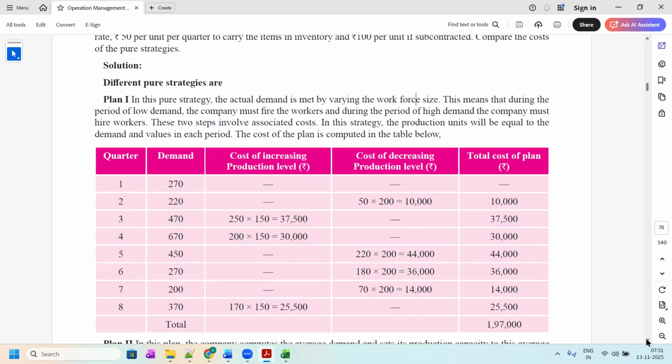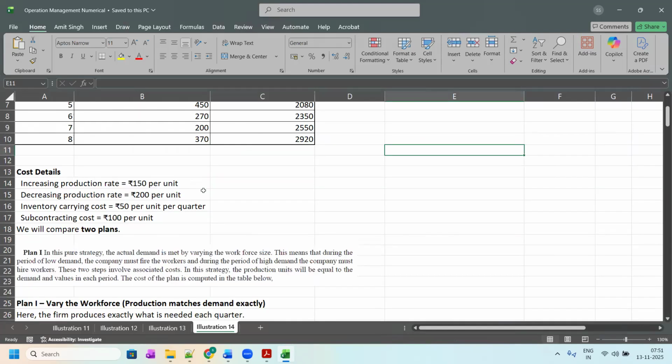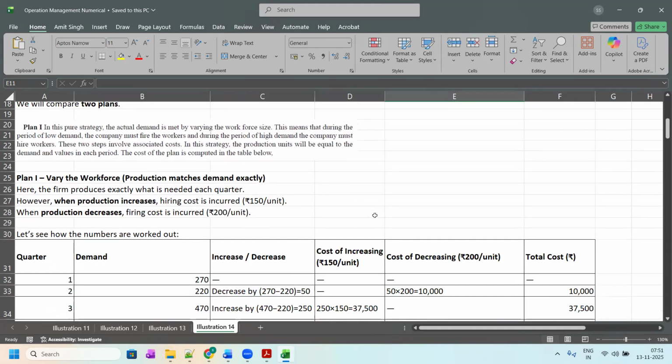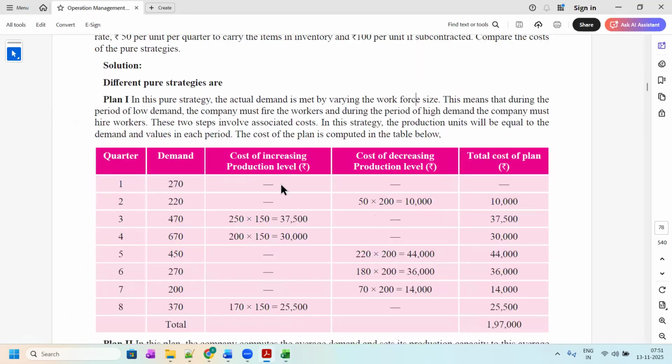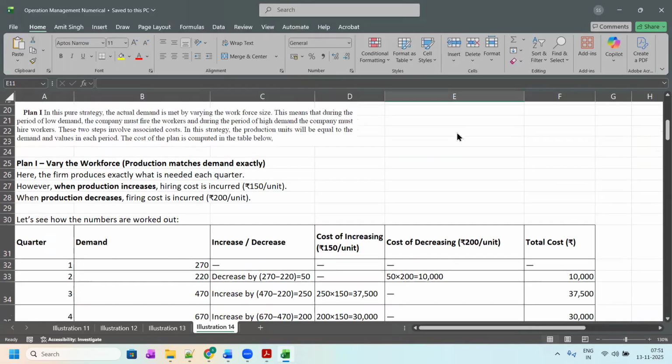You understood what pure strategy means? Yes, sir. Pure strategy actually means that based upon the demand, you do the production. If you have more demand, do more production. If you have less demand, do less production. Fine. So here I have written down these parameters, and what pure strategy is we have also discussed. So first, we need to discuss the cost under these strategies.